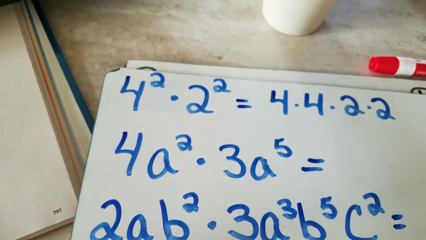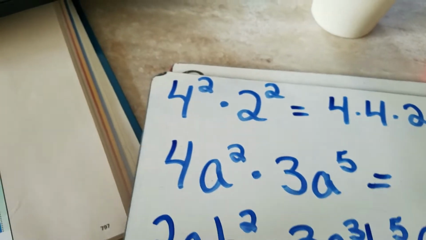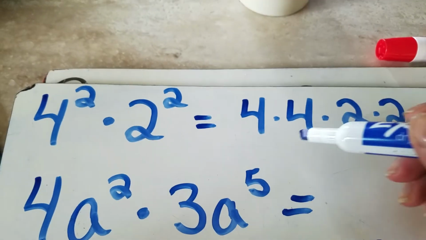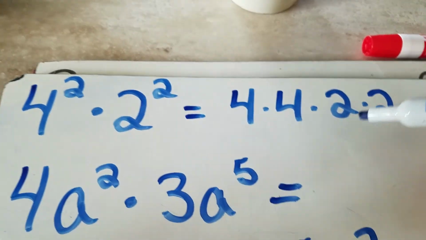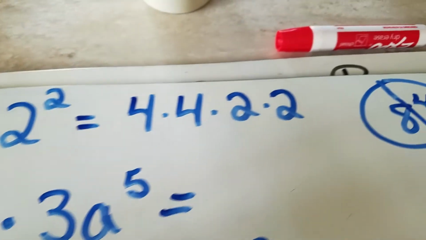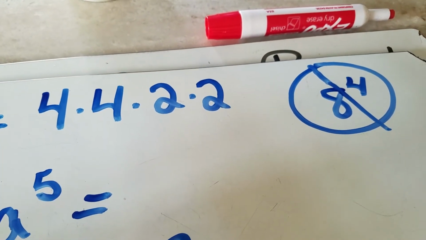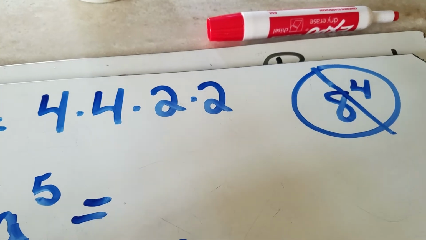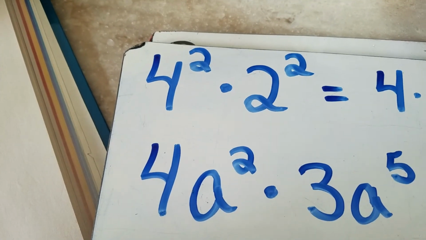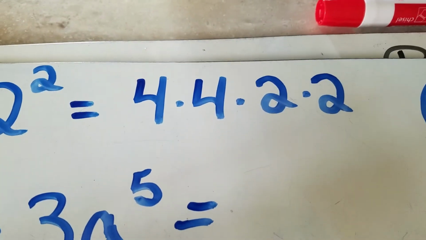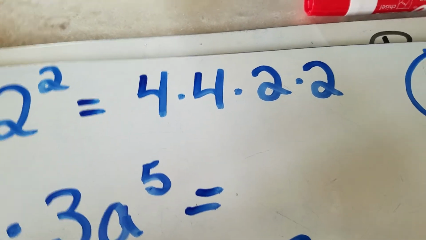If I had 4 to the second times 3 to the second, that written out is 4 times 4 times 3 times 3. You cannot combine it to be 12 to the fourth. You can't multiply the bases and then just add the exponents. The bases are not the same. So you really have to expand that one out and actually find the number.